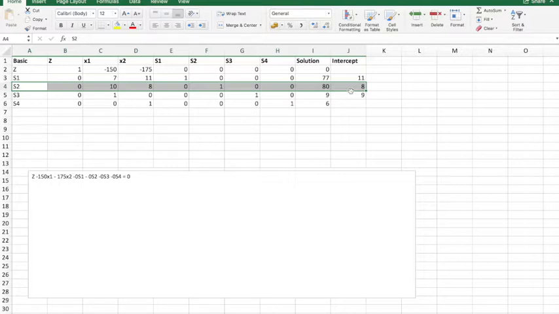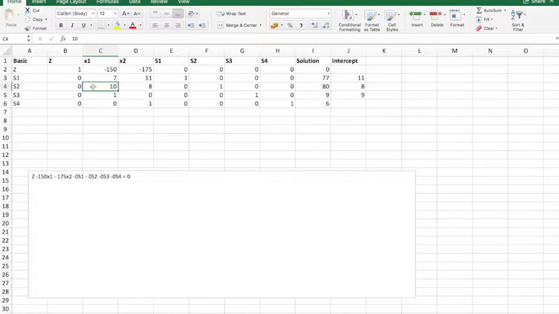Okay, so if I want x1 to be 1 here, I must divide by 10. So this becomes 1. 8 divided by 10 is 0.8. Say 0. This becomes 0.1. And our solution becomes 8. I'm going to leave the intercept for now. Okay, and our basic solution changes to x1, because x1 is my entering variable.